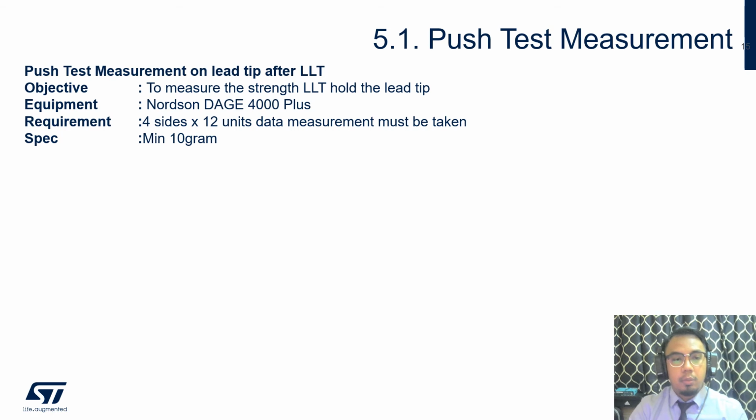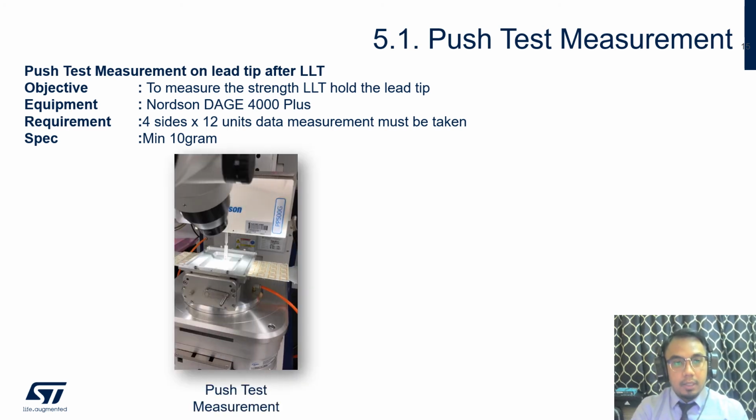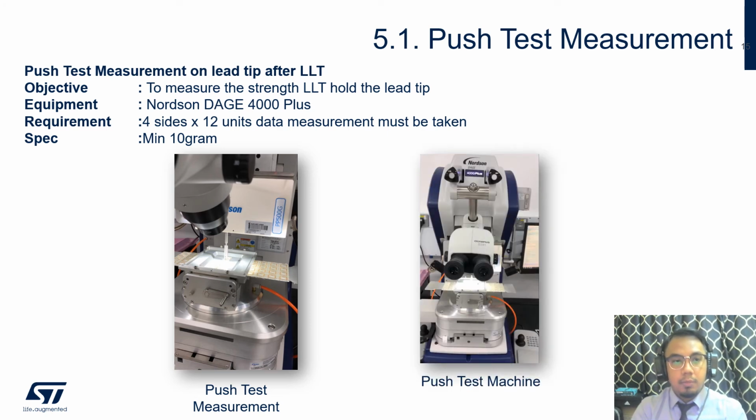The equipment we use for this measurement is the Knudsen Dash 4000 Plus, which requires 4 sides times 12 units of data measurement to be taken. The spec for this measurement is a minimum of 10 gram. Other than that, it will be okay. This is the picture example for the push test measurement.